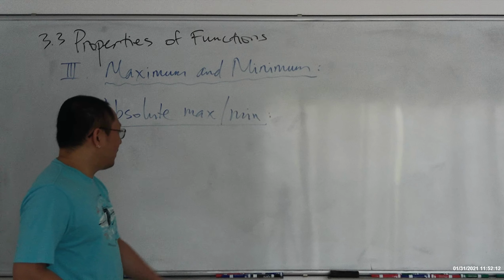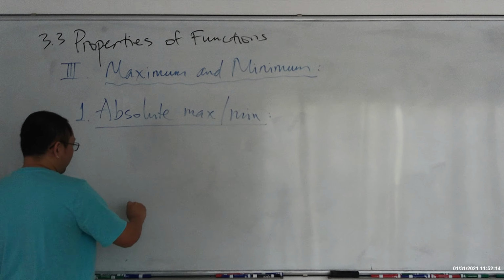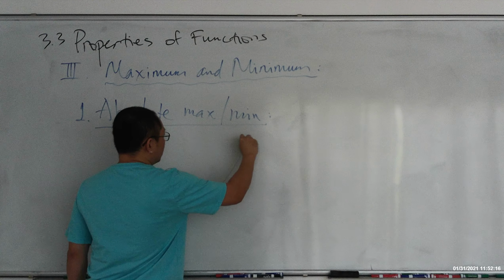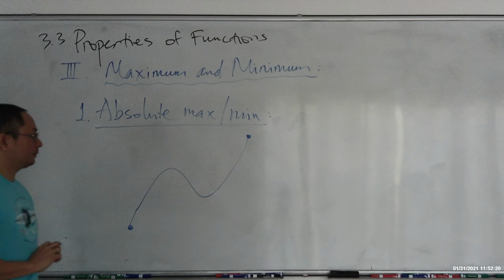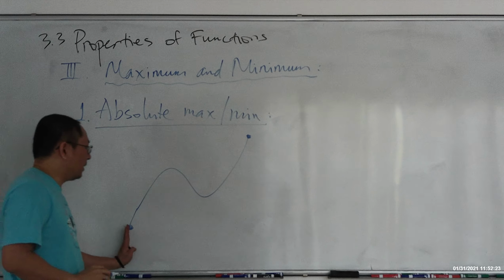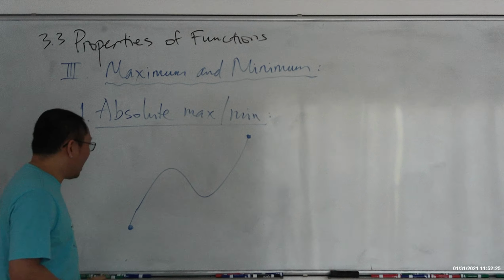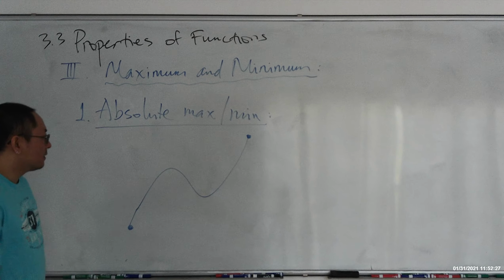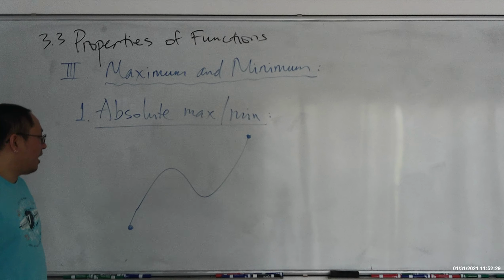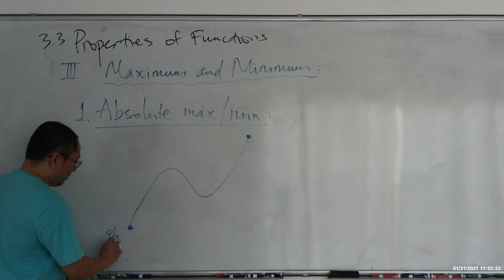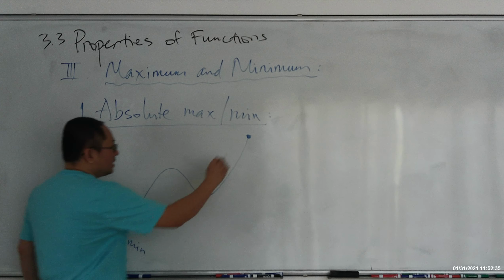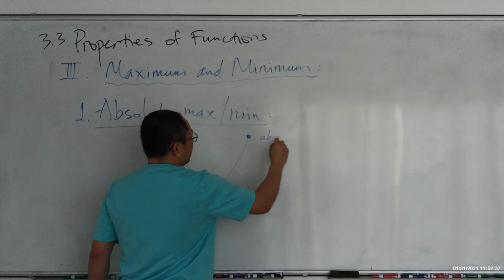Look at the entire domain. Say, for example, if we have a graph like this, and this is a solid dot. This is a solid dot. So the domain runs from here to there. We're not going to go down forever, not going to go up forever. If this is our graph, then this will be your absolute min. This will be your absolute max.